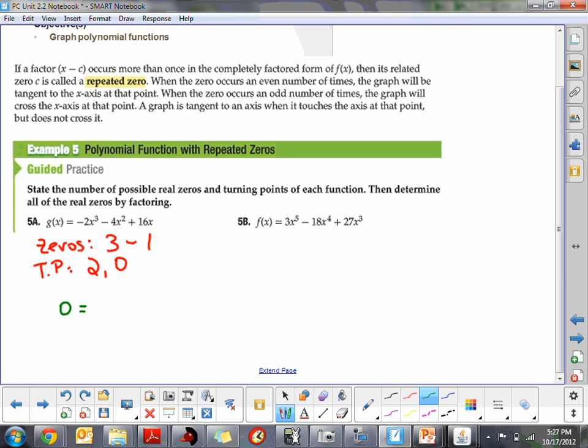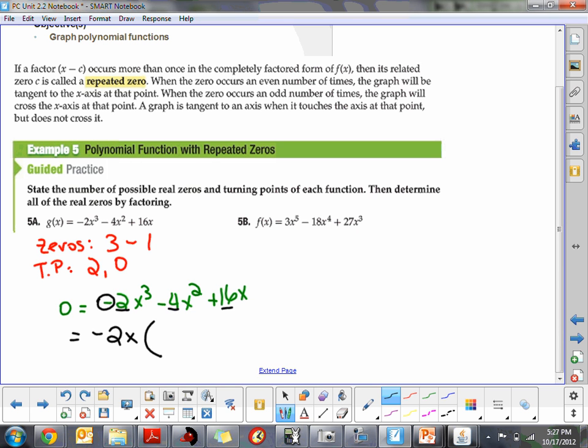So we're going to put 0 equals negative 2x cubed minus 4x squared plus 16x. This time we have a monomial factor that we can pull out, and I'm going to factor it out in this case as well. I don't like leading coefficients that are negative, and I also have 2's that are available in all these. So I'm going to pull out a negative 2x. That is the greatest common factor of those three terms.